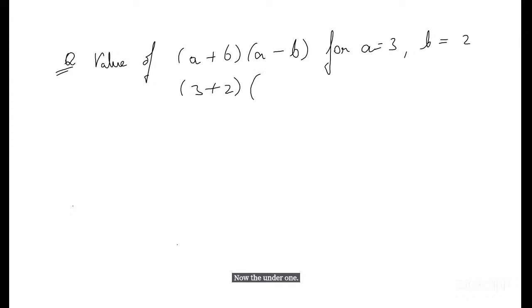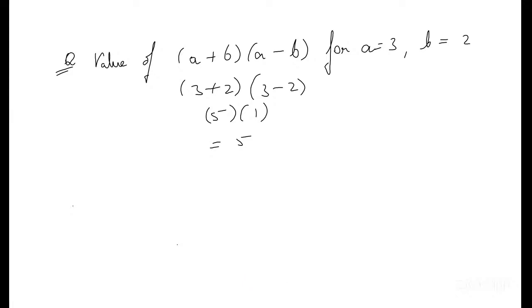Then in the place of a again, 3 minus 2. So here it becomes how much? 3 plus 2, 5. And 3 minus 2, 1. Answer is 5. 5 ones are 5.